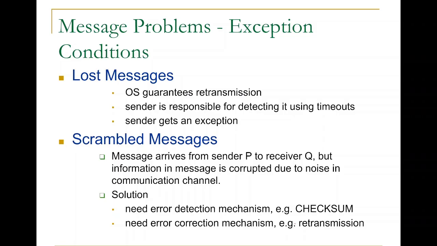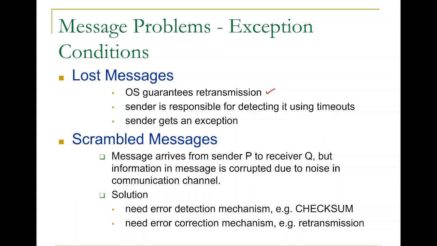Now let's look at another problem, lost messages. What if you send a message and the message gets lost? How does the operating system ensure that the message can be gotten back? One is that the operating system guarantees retransmission. That is why you see it keeps sending. The sender is responsible for detecting it using timeouts. For example, it keeps sending and sending until the operating system notifies it that the message is lost.